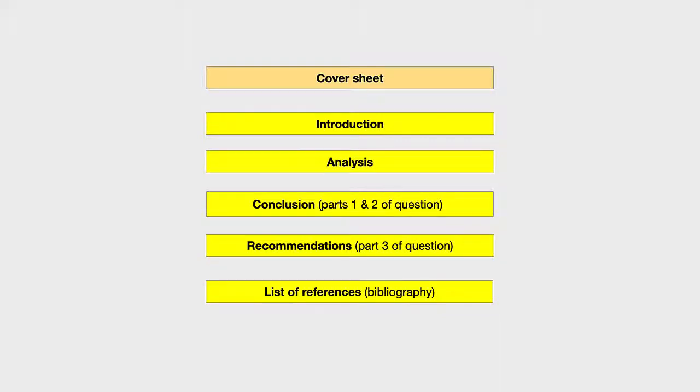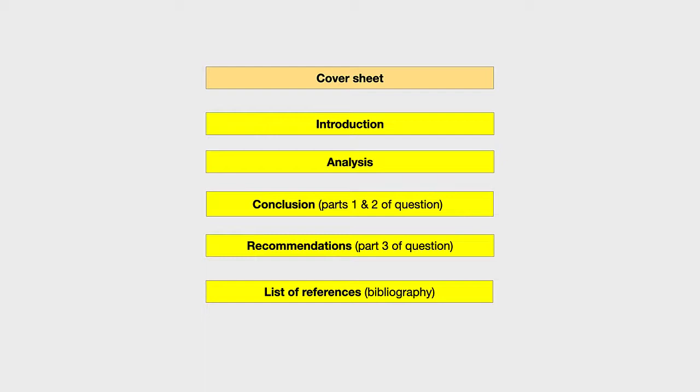Right, and I want to talk about the structure of the group report that we expect at the end of problem three. Now, the group report should have a cover sheet, an introduction, an analysis, the conclusion for part one and two of the question, and then a recommendation, which is part three of the question, and then should end with a list of references, or perhaps some people call this a bibliography.